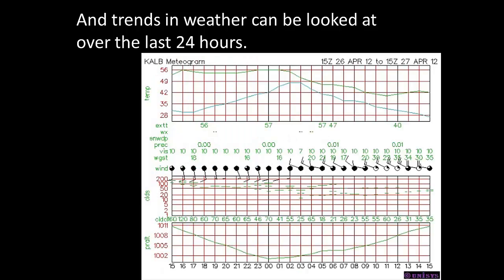You've probably seen one of these before. This is called a meteogram. You had to make one for your project, but again, this shows the last 24 hours in weather in kind of a succinct format. You see temperature, dew point, any current weather, precipitation, visibility, wind speed and direction, cloud cover, cloud height, and pressure.